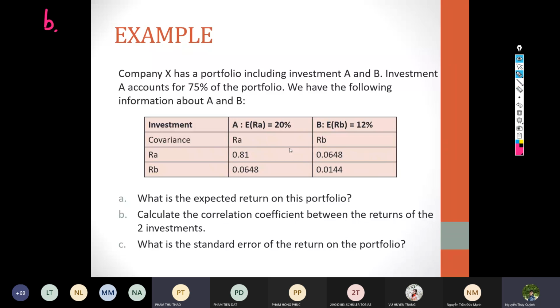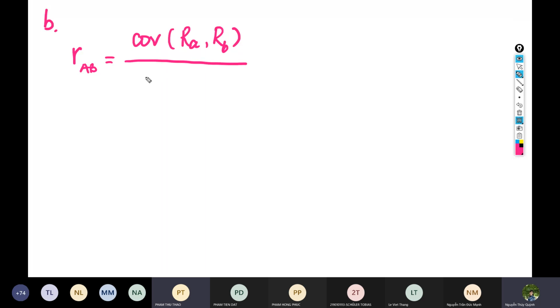The correlation coefficient, let's call it small r AB, for example, equals the ratio between the covariance of RA and RB, divided by the standard deviation of RA multiplied by the standard deviation of RB. Okay.